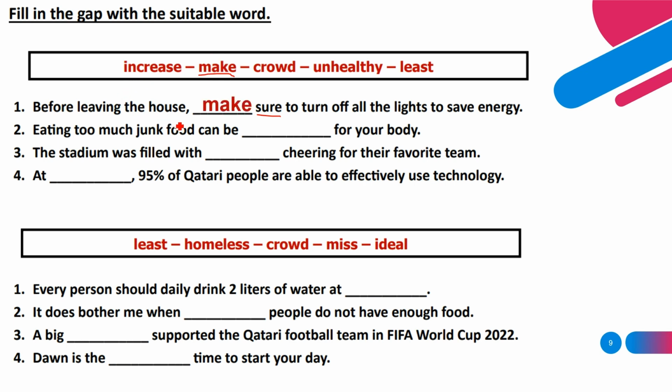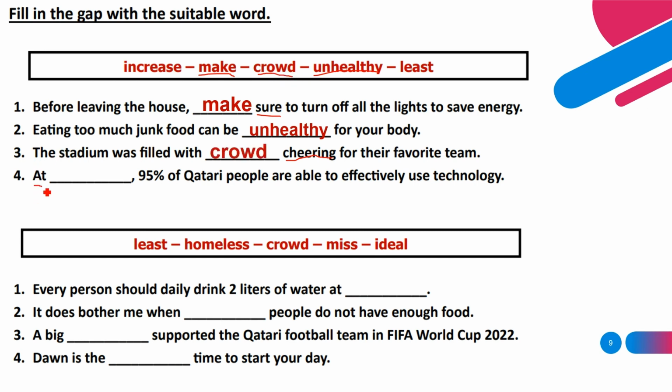Eating too much junk food, which is fast food, can be harmful for your body, so here the suitable word is unhealthy. Now let's go to the third one. The stadium was filled with cheering, يهتف. The word cheering معناها يهتف, يشجع for their favorite team. And of course crowd بمعنى جمع أو جمهور أو حشد.